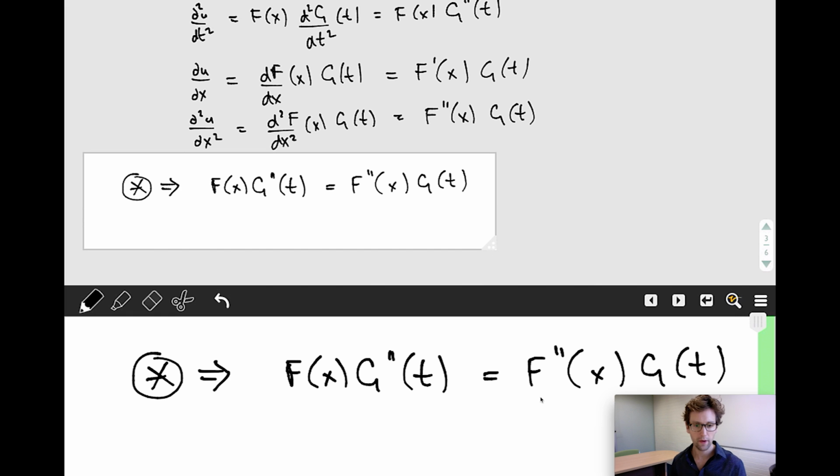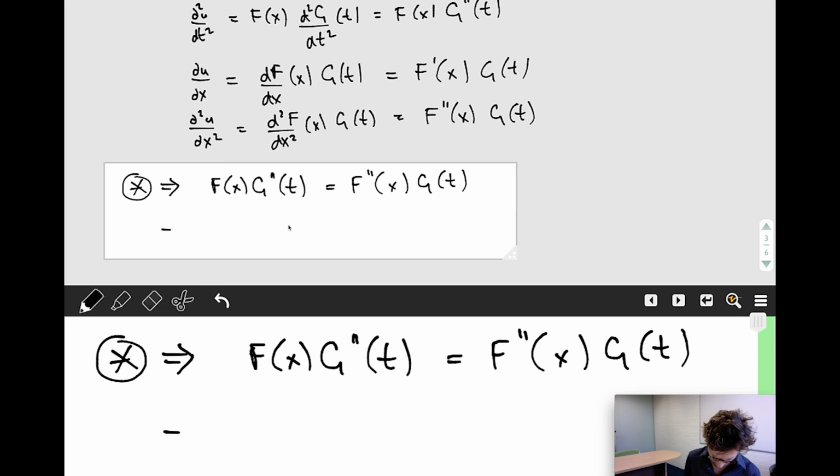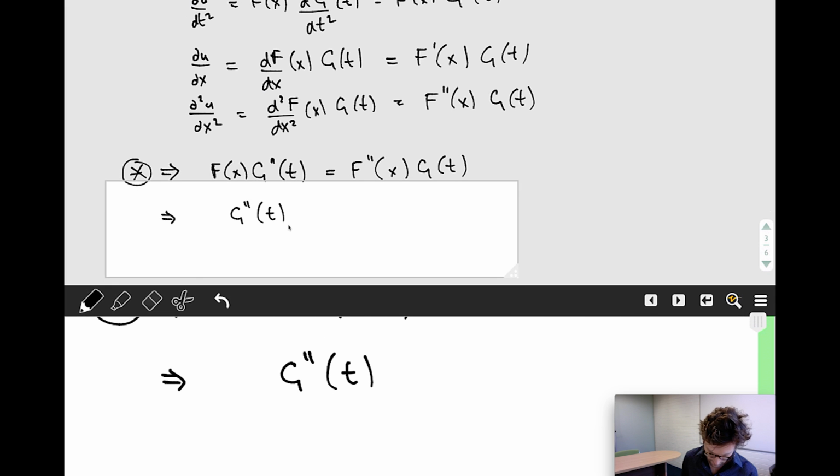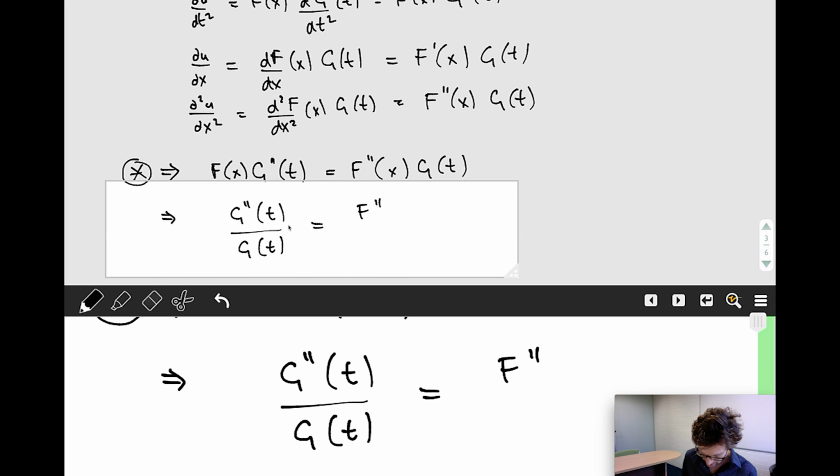Okay, so now I've got my expression in terms of ordinary derivatives. The next step is what's going to allow me to separate these two pieces. So what I'm going to do is gather all the t terms on the left, and gather all the x terms on the right. So I'm just going to divide the left-hand side by f of x g of t, and I'm going to divide the right-hand side by f of x g of t.